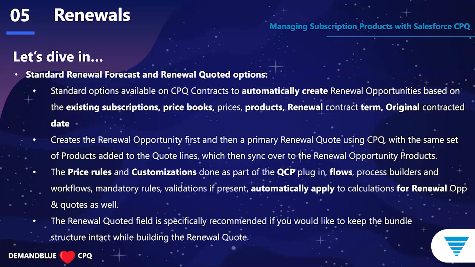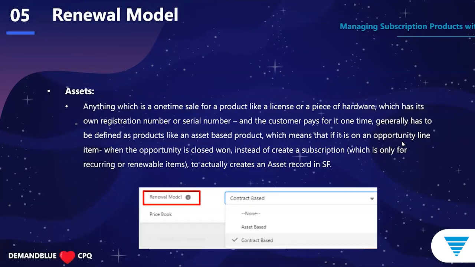Typically, MRR values are also calculated on renewals, which is your monthly recurring revenue. Remember, only recurring products get renewed. Evergreen or one-time products do not get renewed. So now let's touch on renewal models in CPQ. There are two. One is asset-based versus the other, which is contract-based.